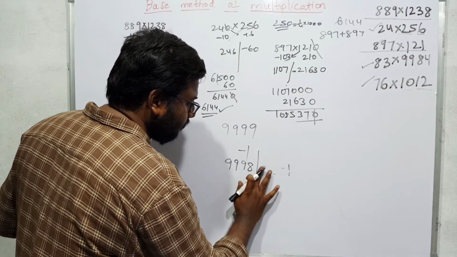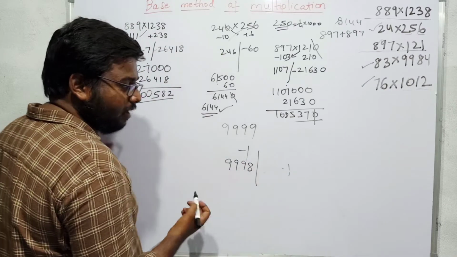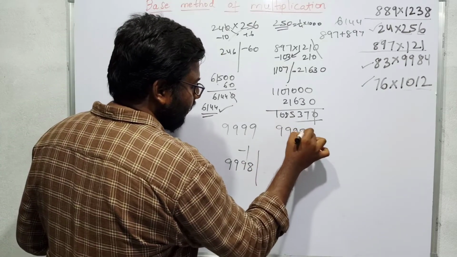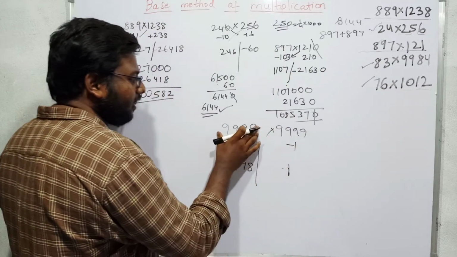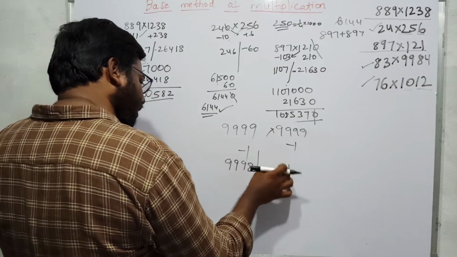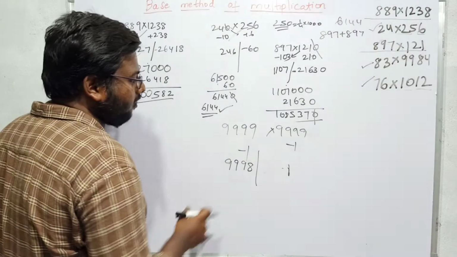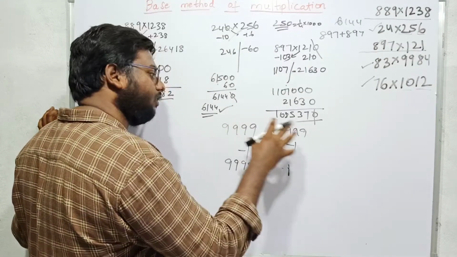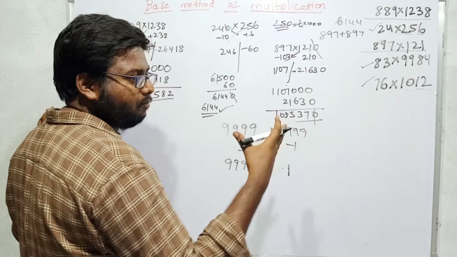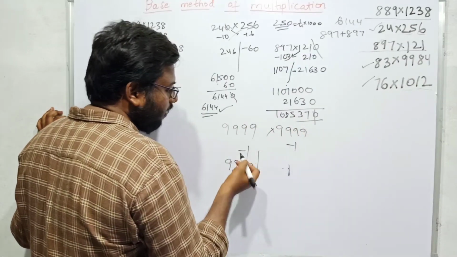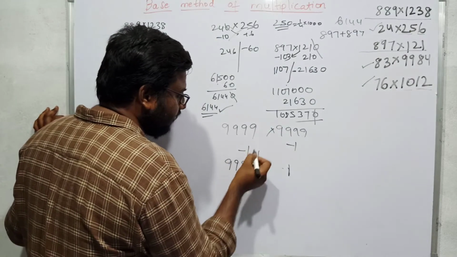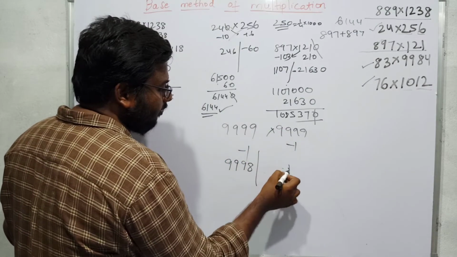I have to write 1 here because (-1) whole square is 1. Why am I saying this? -1 into -1 will always be +1. When you are calculating square numbers, you get a positive symbol, because the number you subtract or add as the gap from the base gives the same two numbers. That is why you will get a plus symbol here.